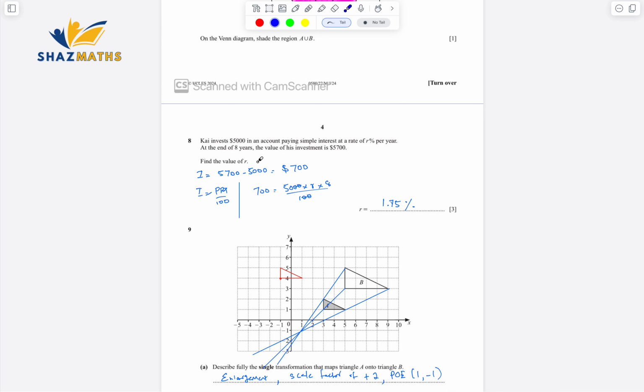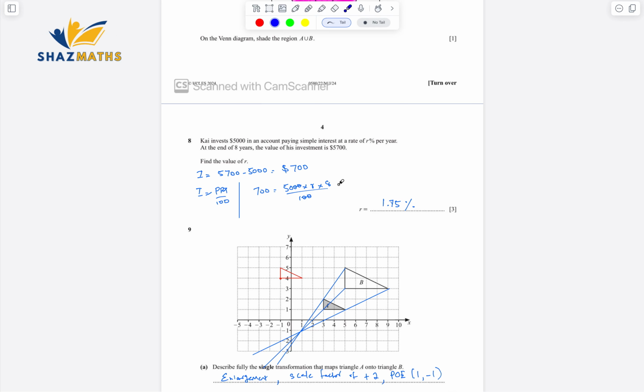Now, if the investment is 5,700, the simple interest would be, remember, we have to take away the principal amount. So that is $700. And if you remember the formula, it is PRT over 100. So I'm going to put in the values. 700 equals the principal amount, 5,000, times the rate, which we do not know, so I'm going to say R, times the time, 8 years, over 100.